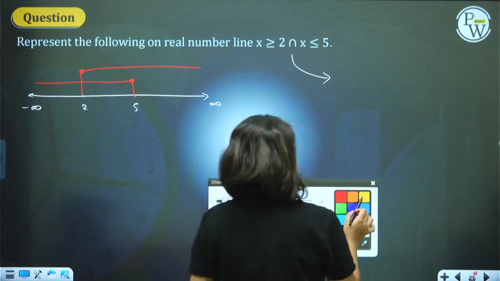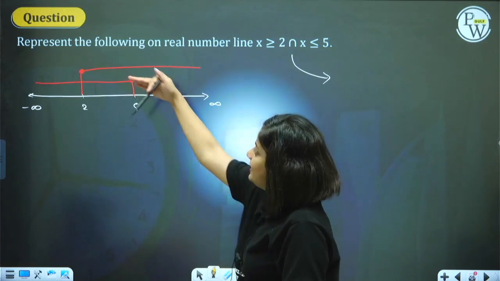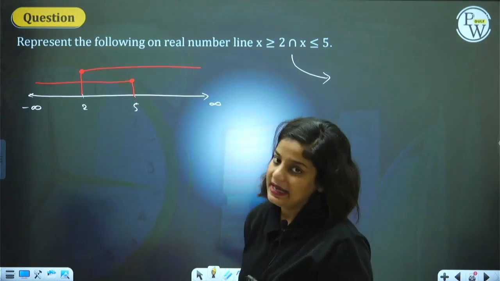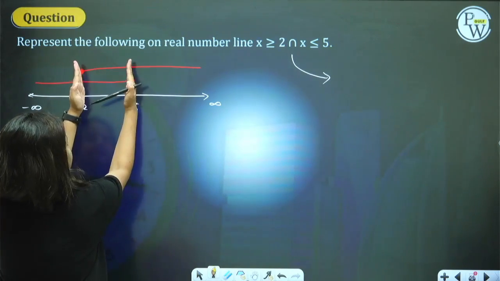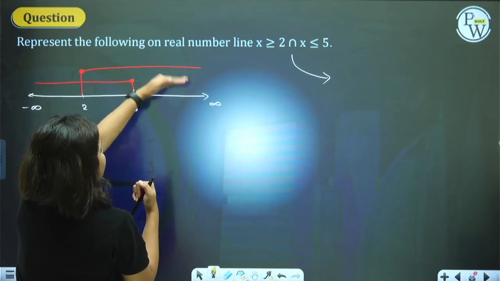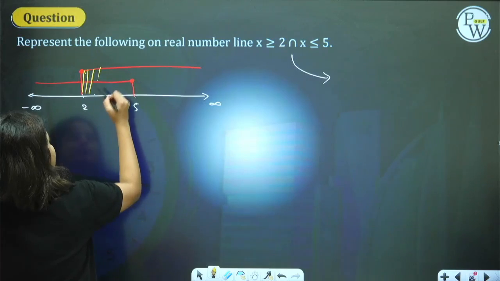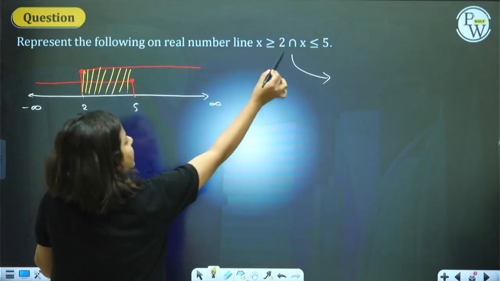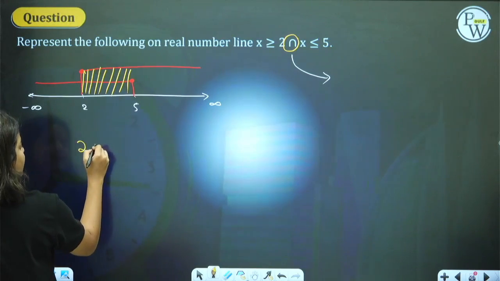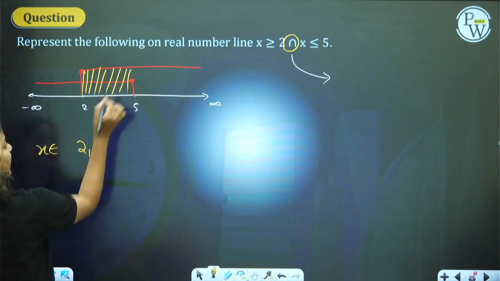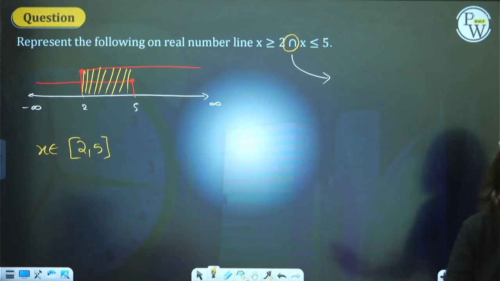What will be the intersection portion, guys? Intersection portion means where the lines are parallel. Where are the red lines parallel? In this area, the red lines are parallel. Here there is only one red line. Here there is only one red line. Here they are parallel. So the answer will be the parallel area. Always remember, intersection means parallel area. So 2 to 5 is the answer. 2 and 5 both are dots, both included in the answer.